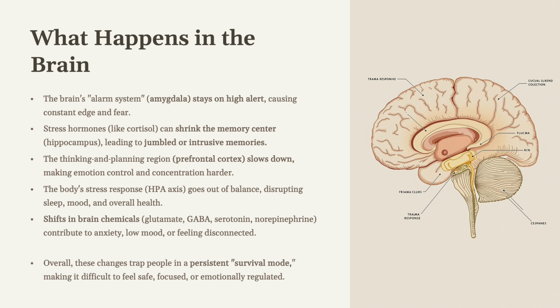The other thing that happens is there are shifts in brain chemicals. Brain chemicals that are responsible also for your mood, but because your brain is in this alarm state, it's not regulating the chemicals properly, and so you do have anxiety, or you may have a low mood. You may feel disconnected. Your serotonin levels may be off. All of these things that would ordinarily keep you calm and connected are just thrown out of whack. So overall, these changes trap people in this persistent state of survival mode.